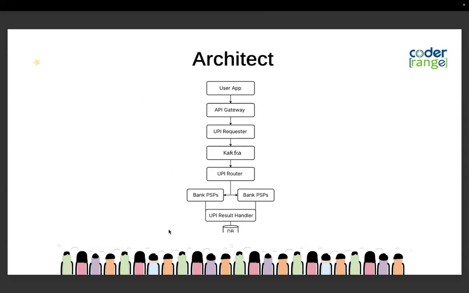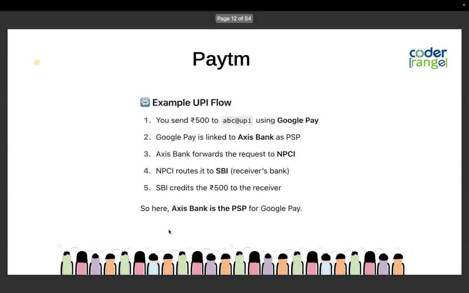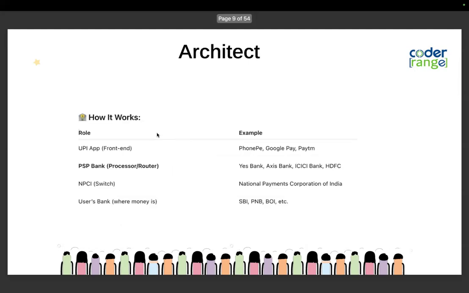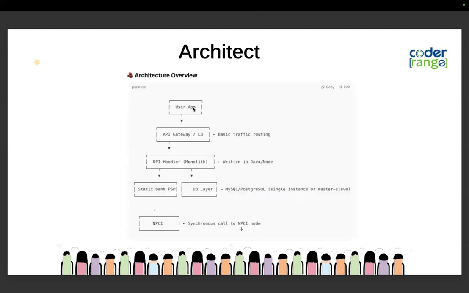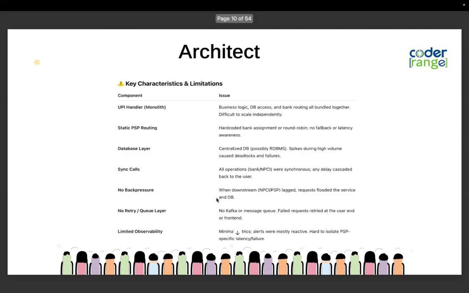Now let me explain the core problem. They had this kind of approach: the user application talks to the API gateway, then to the UPI handler, and the UPI handler talks to the respective banks, and then to NPCI. But that was not the problem. Here the UPI handler was monolithic, the business logic, the DB access, and routing were tied together, and they had a static setup. So they hard coded the bank assignment. There were a lot of issues here.